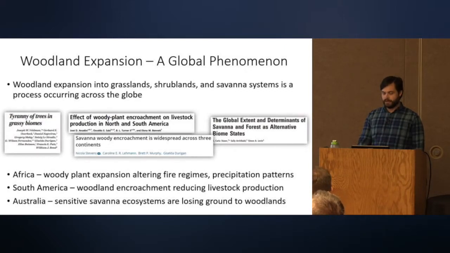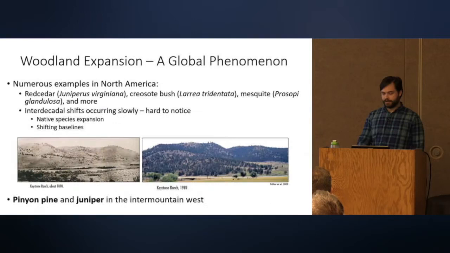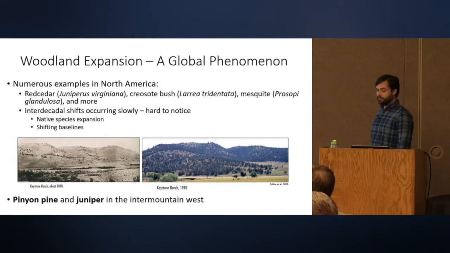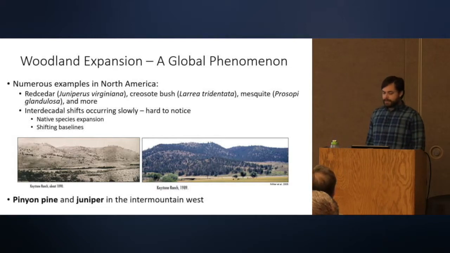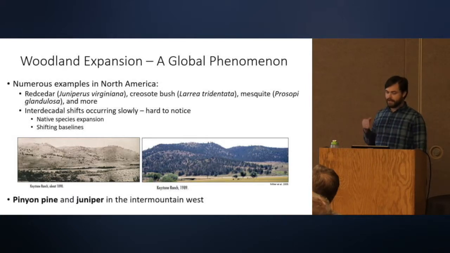And of course, we have a lot of examples of this in North America. There are a lot of species that quite a few of us are probably familiar with, species like red cedar, creosote bush, mesquite, and more. A lot of the time this woodland expansion can happen pretty slowly. And because it can often involve native species, and the baselines we use to judge change over time shift really gradually, it can make these things hard to notice.